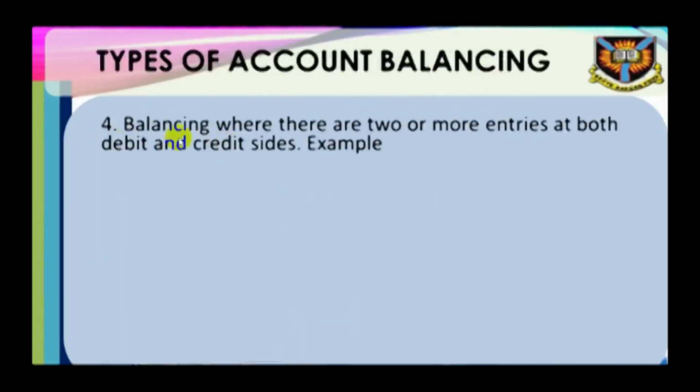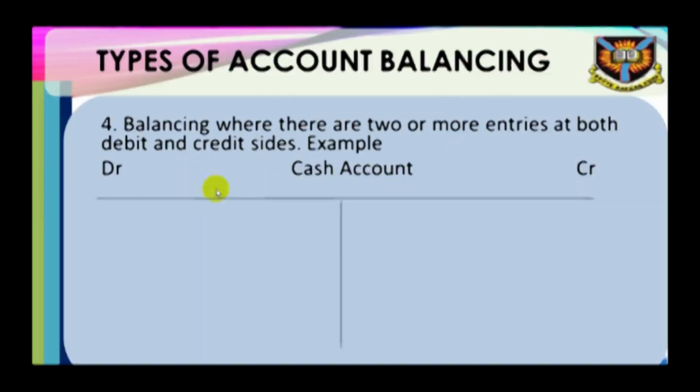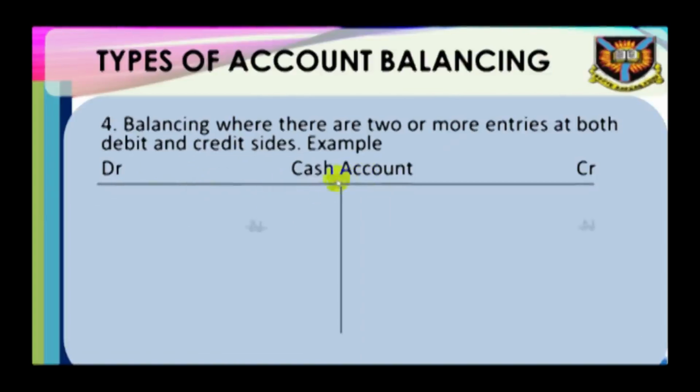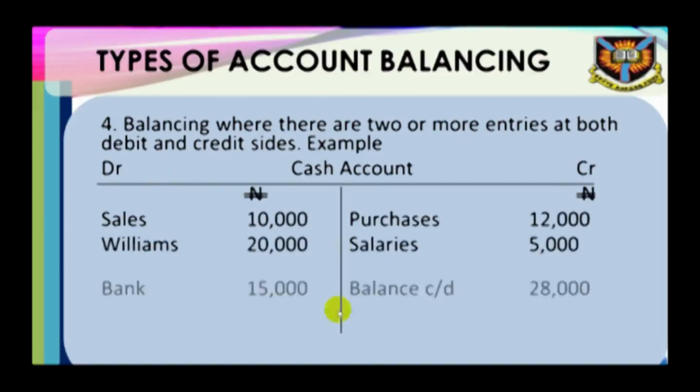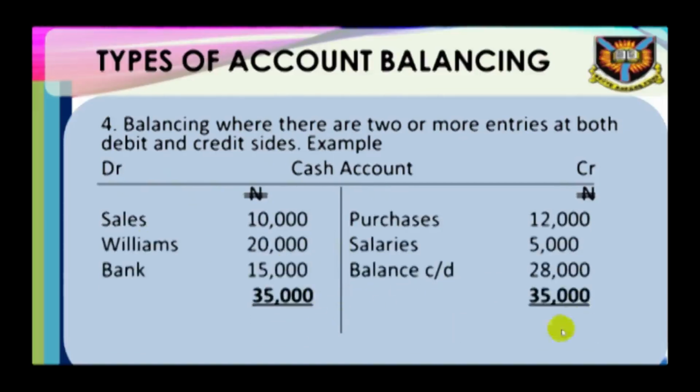Number 4, balancing where there are 2 or more entries at both debit and credit side. Example, a cash account is opened, and on the debit side we have sales 10,000, Williams 20,000, bank 15,000. The total entry on the debit side equals 45,000 naira. On the credit side, we have purchases 12,000, salaries 5,000, and balance carried down 28,000. So both sides have 45,000, and then we have balance brought down of 28,000 naira on the debit side.